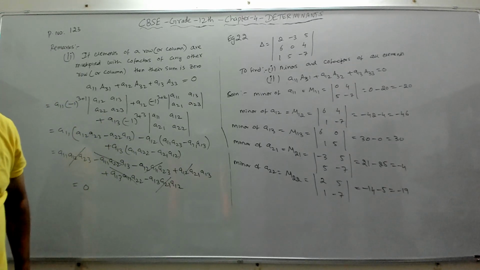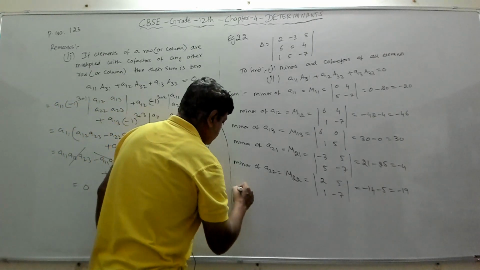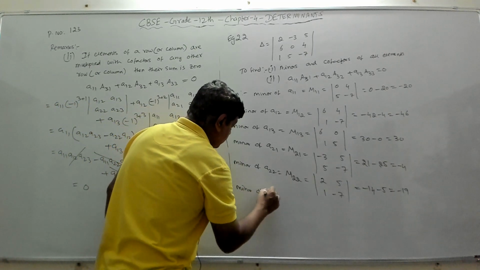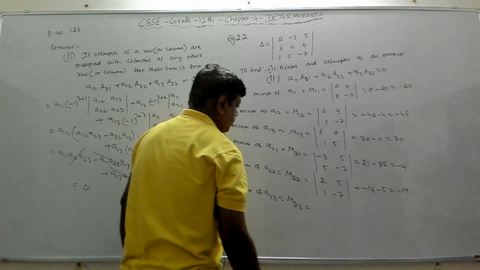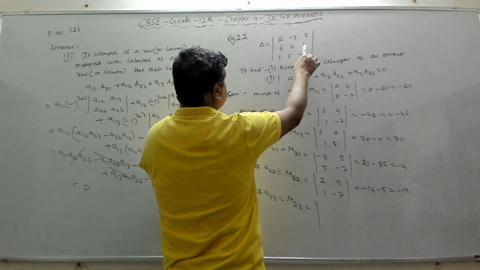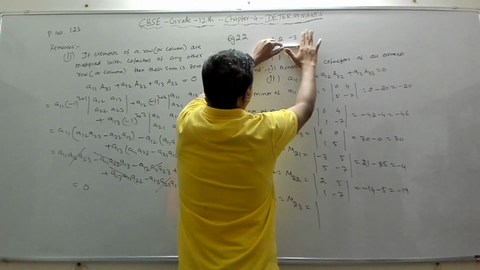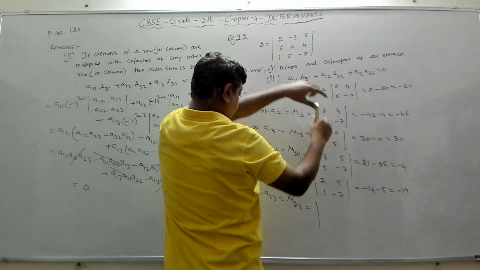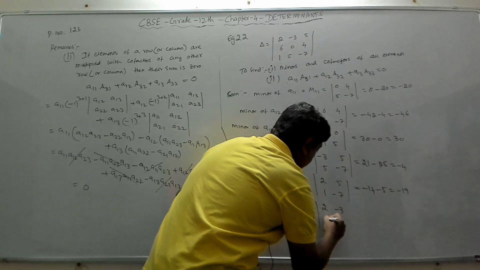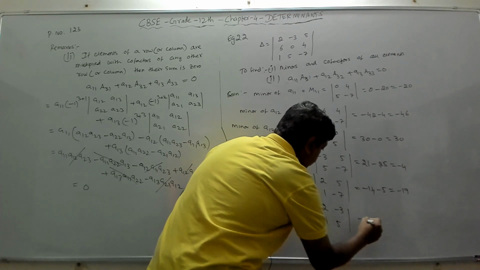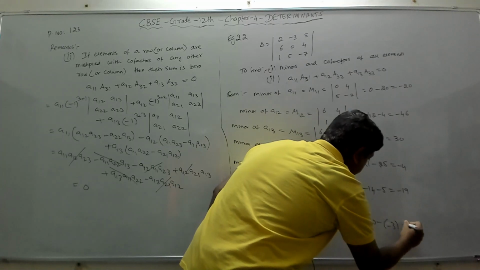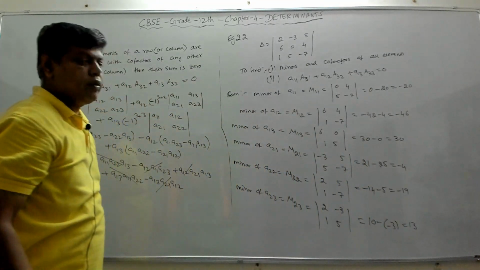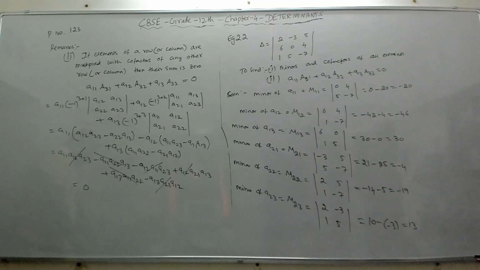Then the next one is the minor of a23, that is M23, equal to the determinant. 2, 3 is this element, so you close this particular row and this particular column. So you get 2, minus 3, 1, 5. That will be equal to 5 twos are 10, minus 1 into minus 3 is minus 3. So you get 13. Fine. Similarly we have to do it for the other ones also.